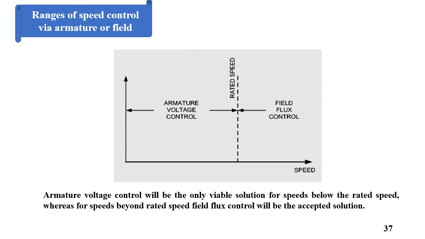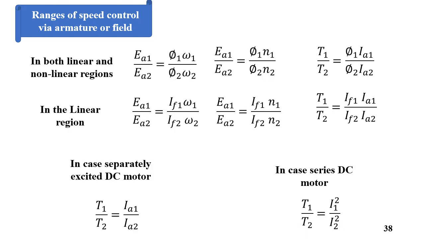The two ranges for speed control. The first range is armature voltage control, which is the speed control for speeds below the rated speed. For speeds higher than the rated speed and smaller than the maximum speed, we use the flux field control. Armature voltage control is only viable for speeds below the rated speed, whereas beyond the rated speed, field control will be the acceptable solution.